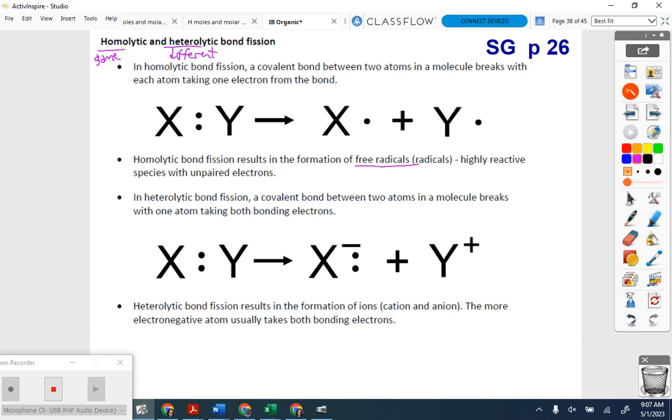In heterolytic fission, then, what ends up happening is ion formation. This is where one atom ends up taking both electrons, generally the more electronegative atom.